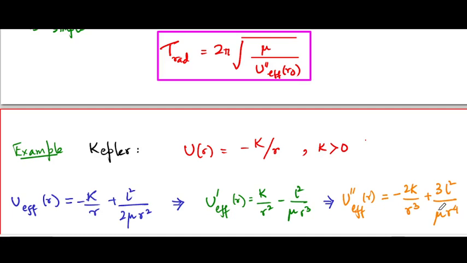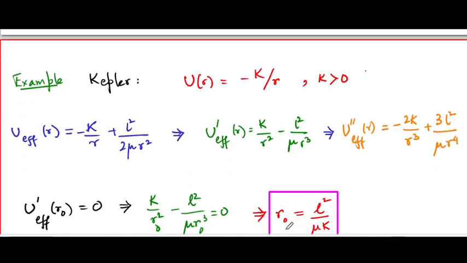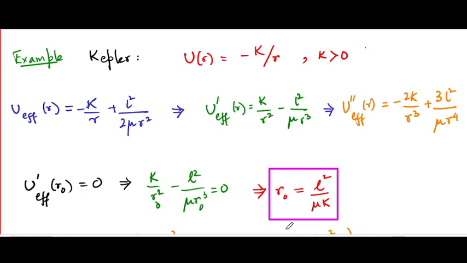Now, what we need to do is evaluate U double prime effective at R0, where R0 is the radius of the circular orbit. But that means we have to find out R0 first, and that is easily done by setting this U prime effective of R to 0. So that gives us the radius of the circular orbit. The equation we have is K by R0 square minus L square by mu R0 cube equals 0, which of course implies that R0 is given by L square over mu K.